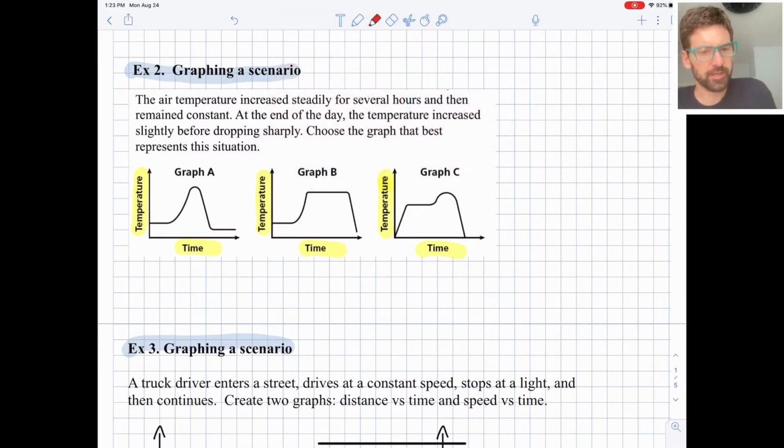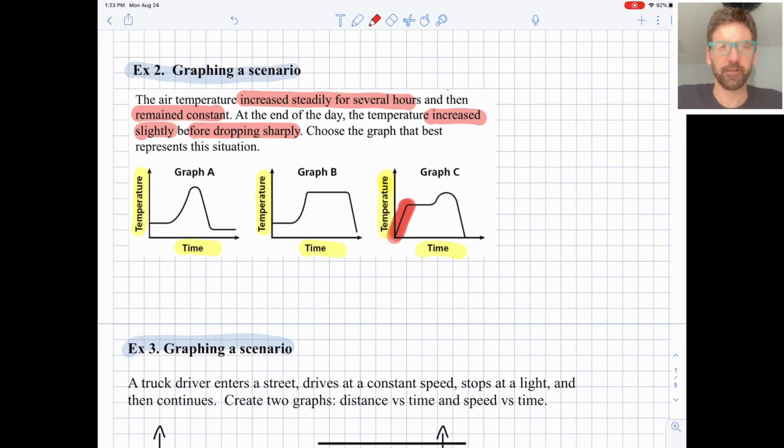So the air temperature increased steadily for several hours and then remained constant. And then at the end of the day, the temperature increased more before dropping sharply. Okay, so what I see right away is this increased steadily for several hours, and that is really this part right in here. Okay, that's the only graph that shows that. And let's see if the rest of the story makes sense.